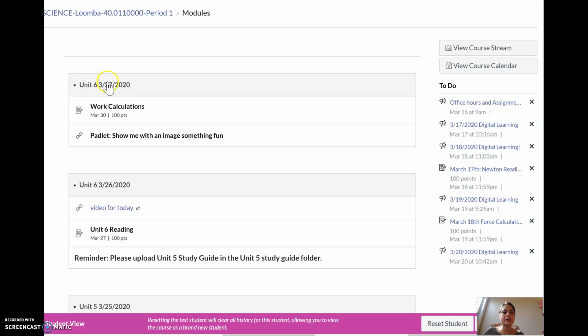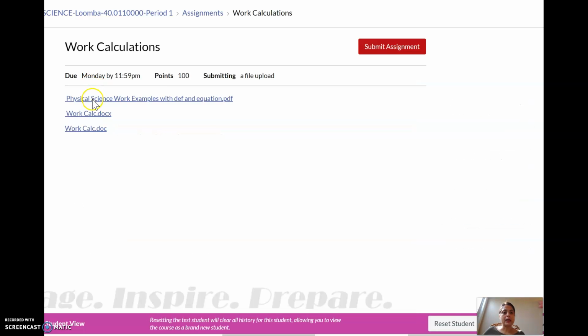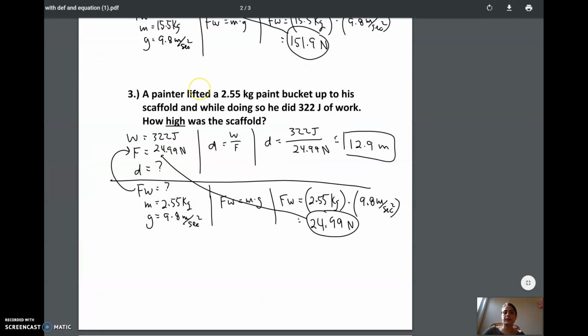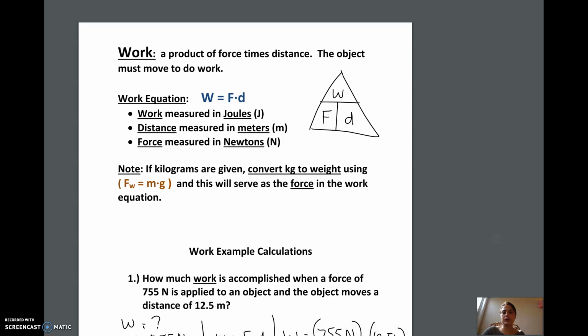Today you're going to come here under 327 and basically you're going to start something new today called work calculations. I've got some notes right here, definitions and equation, and here's the worksheet. So the notes look like this, all right? Basically, we've done some calculations for you as well. So the formula for work is force times distance.